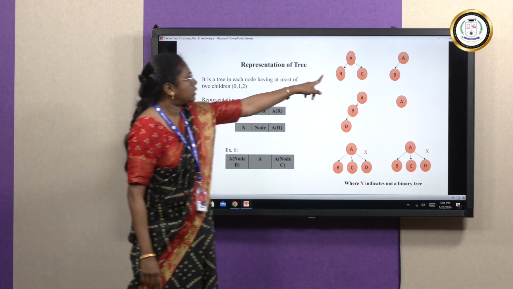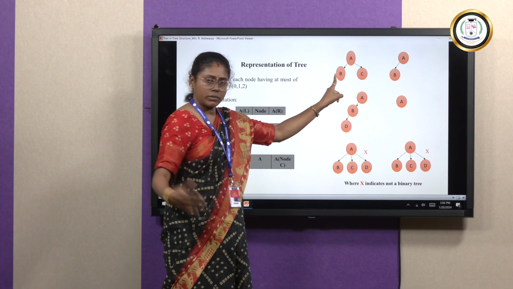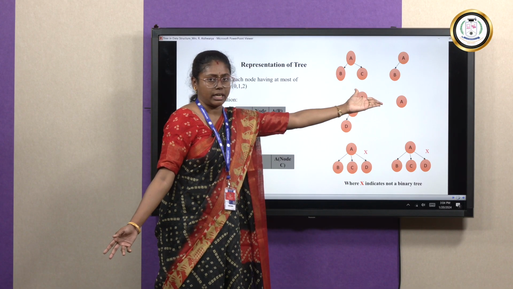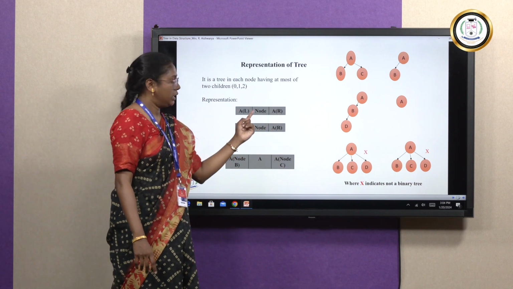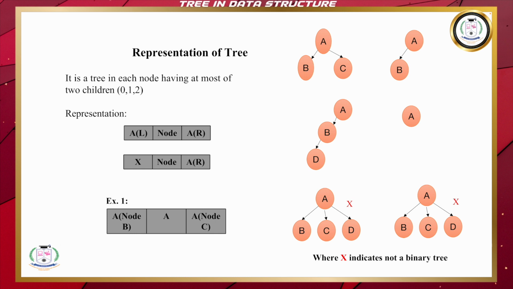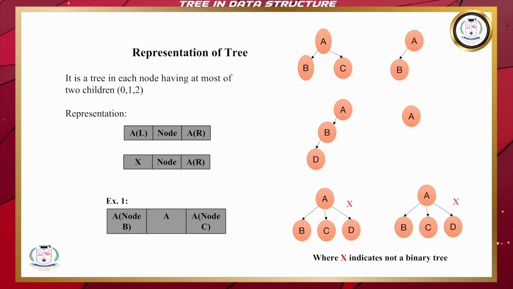So just look at this one. How to store this tree? This particular root has 2 children, one on the right side and another on the left side. How can you store that? This is how you have to create a node. This node is the A node. On the left hand side I am storing B, and on the right hand side I am storing C. This is the representation.